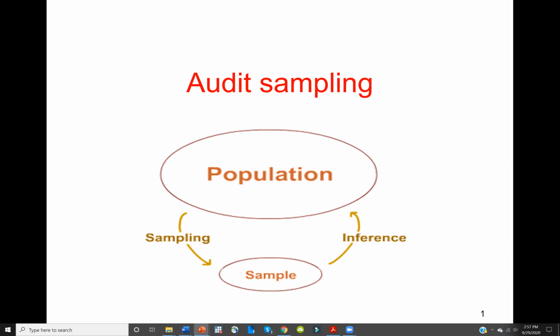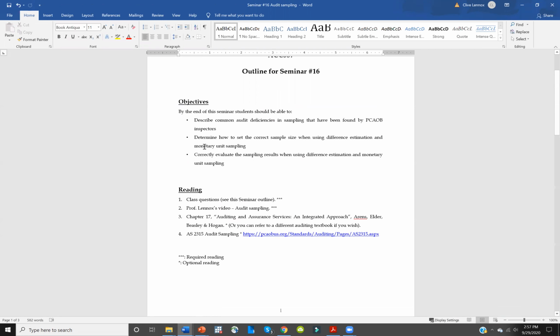Okay, so the idea here is that the sample should give the auditor some idea about how large the misstatements are within the population. So that's essentially what audit sampling is. Now let me turn to the seminar outline to explain to you what we're going to talk about in the seminar. In the objectives, there are 3 objectives.